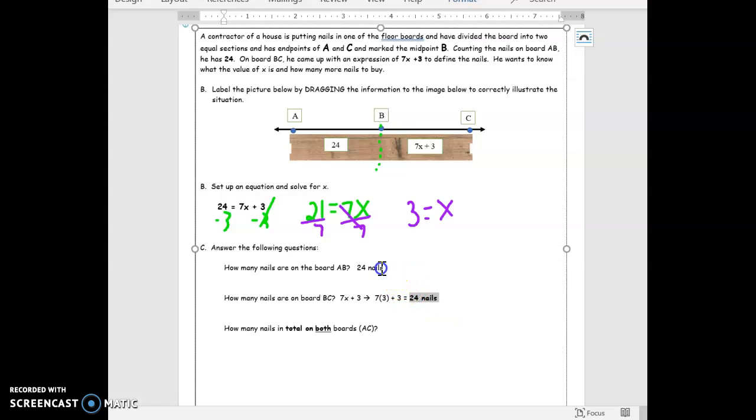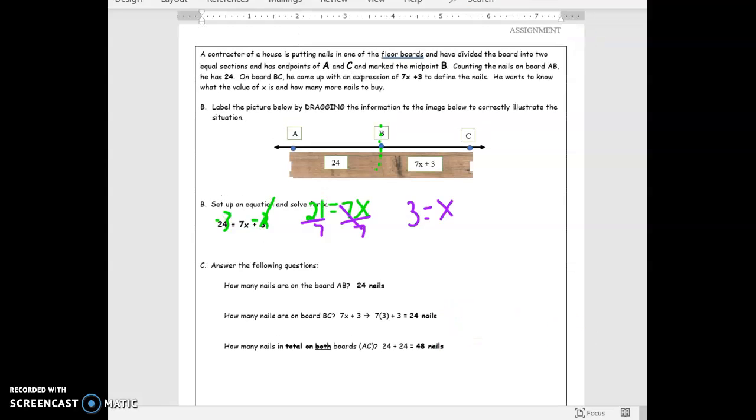So again, your math supports your definition of a midpoint, that both sides would have the same or equal amount of nails. And then the last question there, how many nails in total on both boards? So looking at it from A to C, again, I'd have 24 on the left, 24 on the right. So you're putting those two together. All together insinuates that you add. So putting those together, you get a total of 24 and 24 makes 48 nails.